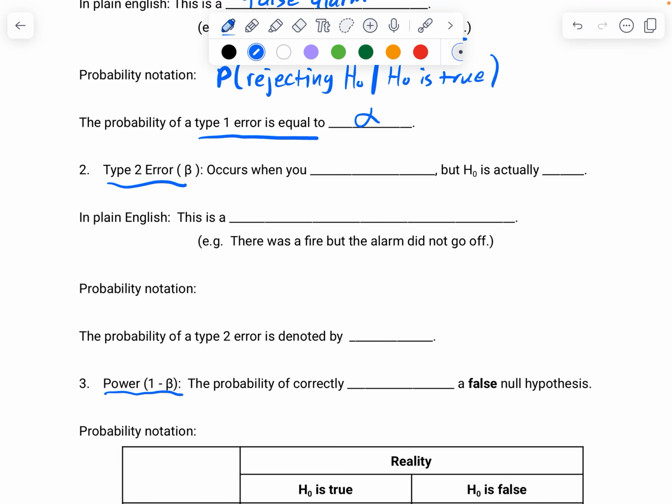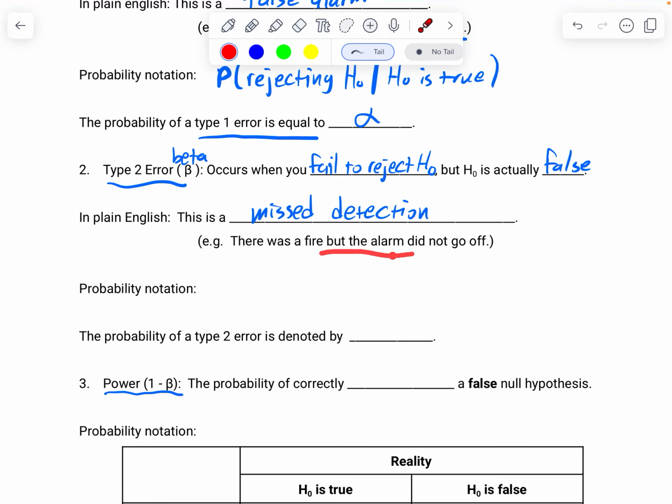A type 2 error is beta. It occurs when you fail to reject H0, but H0 is actually false. In plain English, this is a missed detection. The house is burning down, but the fire alarm didn't go off. It missed it. H0 was false, but we didn't catch it. That's a type 2 error.